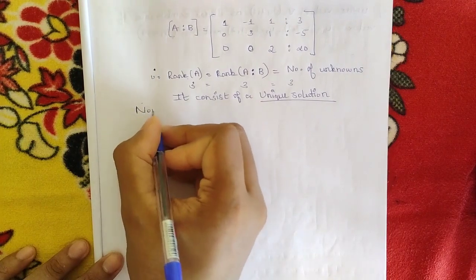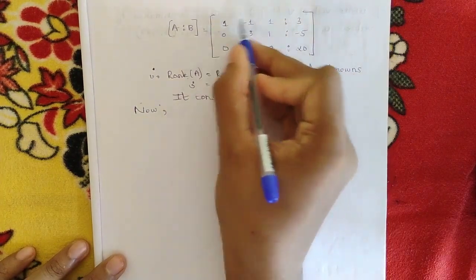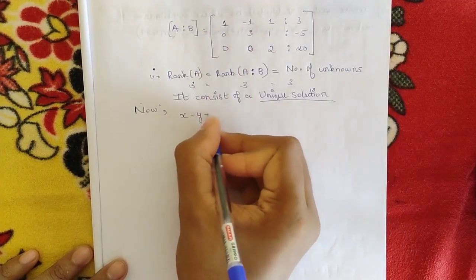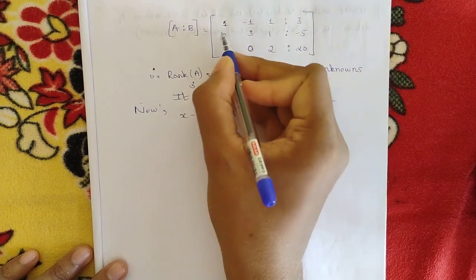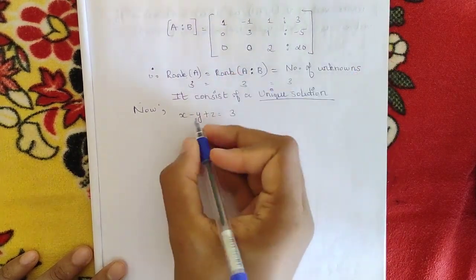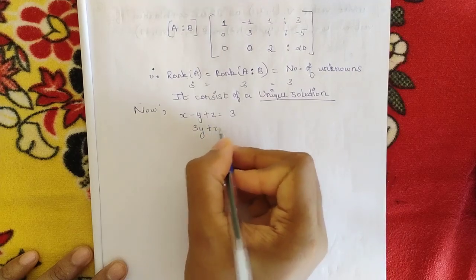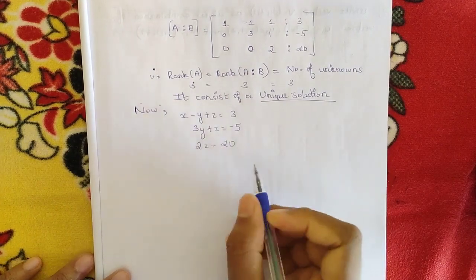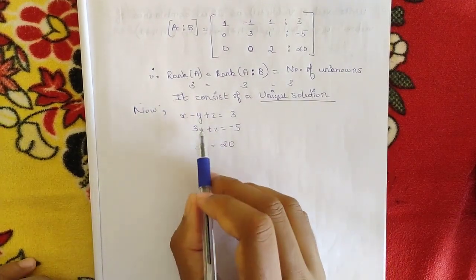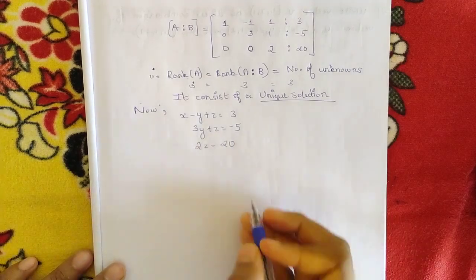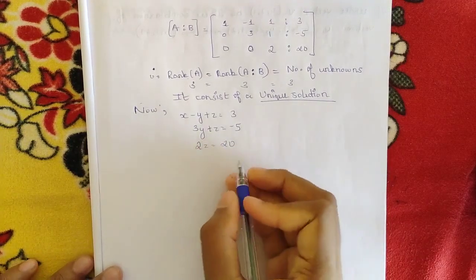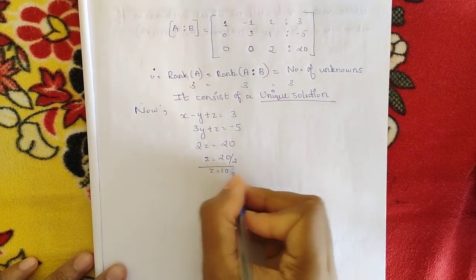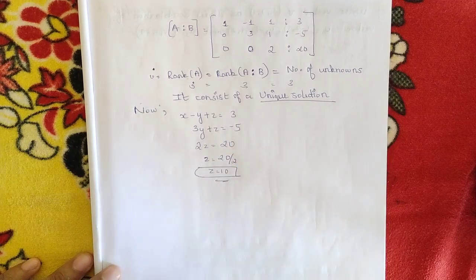Next, consider these three terms and write them in terms of x, y, z, that is, x minus y plus z equal to 3. Then this is 0, so with this term you write it as 3y plus z equal to minus 5, and here 2z equal to 20. Now using these three equations, solve for the values of x, y, z. First, the easiest part: 2z equal to 20, so z is equal to 20 by 2, that is, z equals 10. Using the third equation I've solved for z.